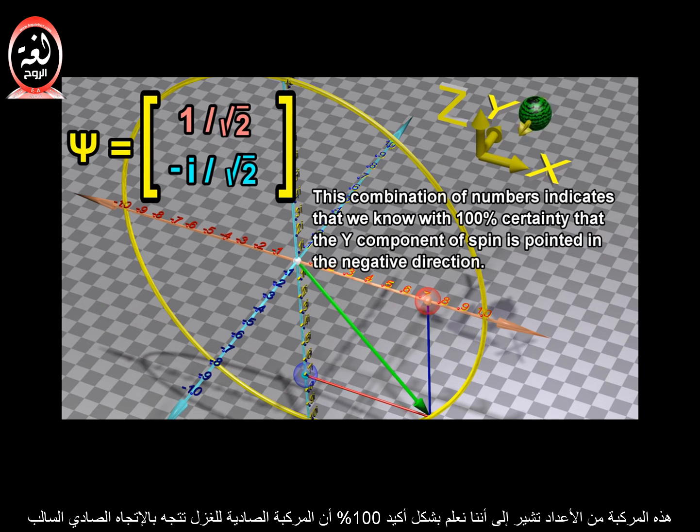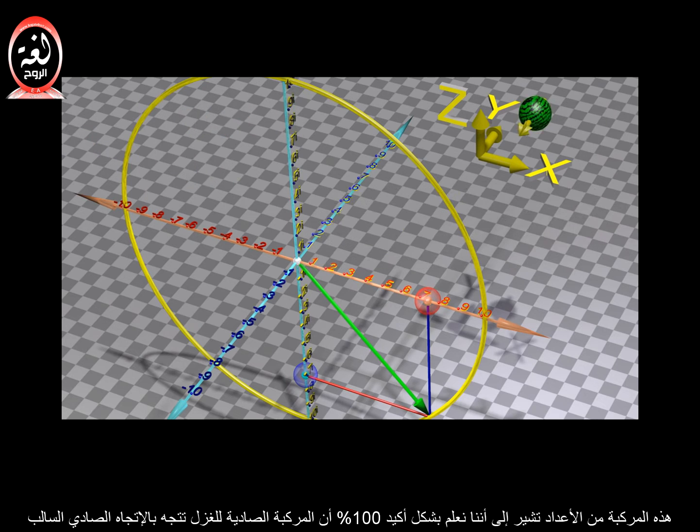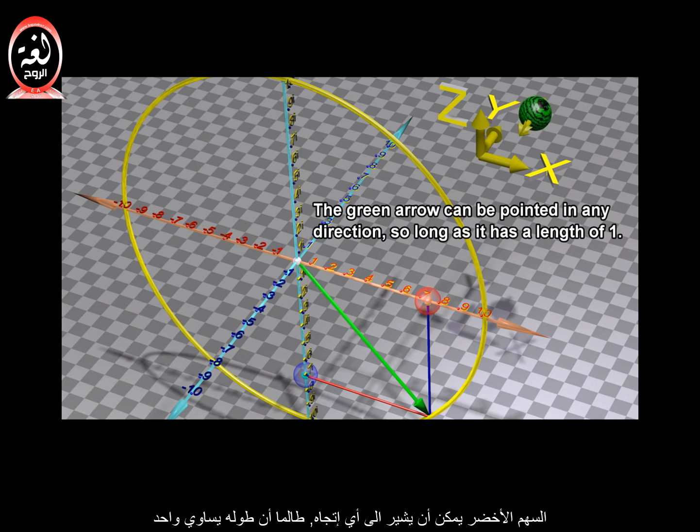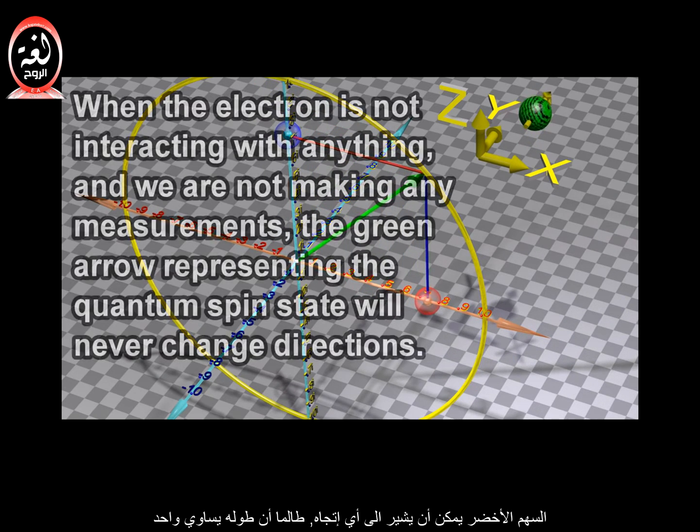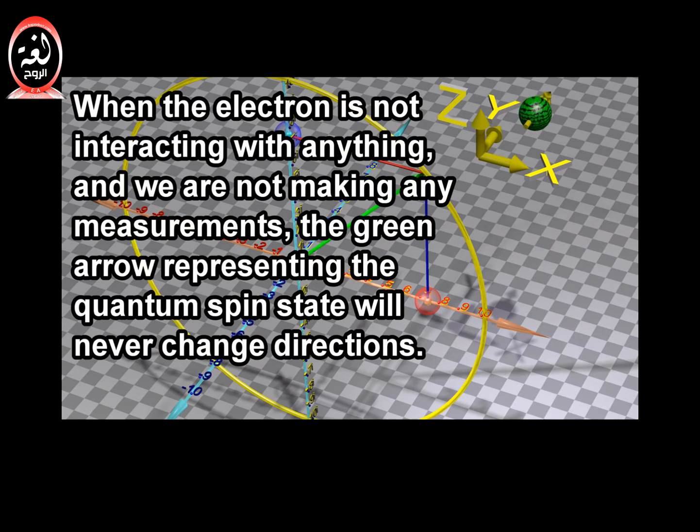This combination of numbers indicates that we know with 100% certainty that the y component of spin is pointed in the negative direction. The green arrow can be pointed in any direction so long as it has a length of 1. When the electron is not interacting with anything, and we are not making any measurements, the green arrow representing the quantum spin state will never change directions.